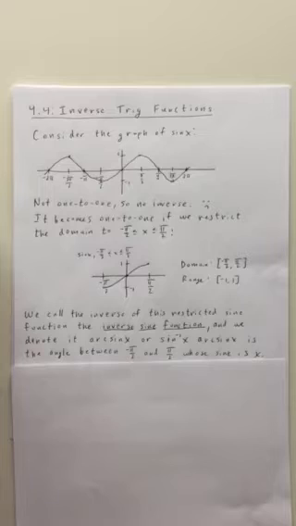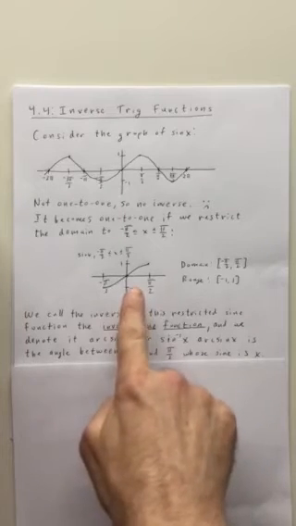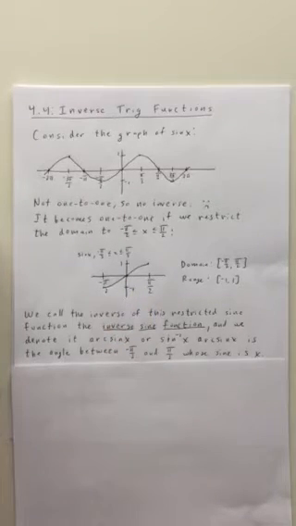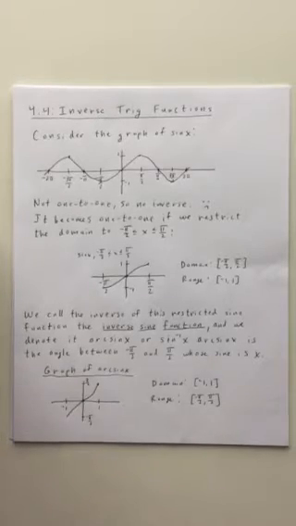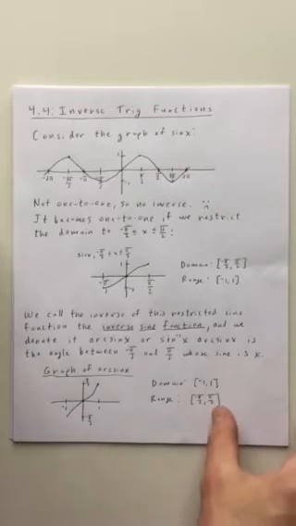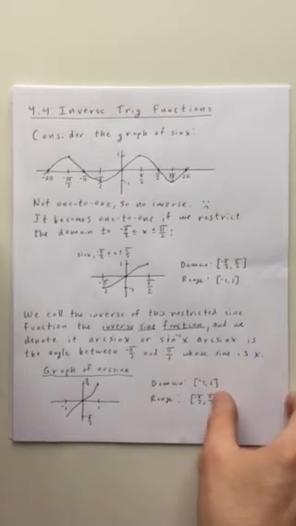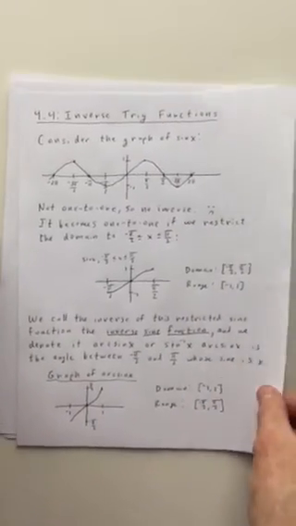Remember, we can take the graph of the restricted sine function and reflect it about the line y equals x, and that will give us the graph of the arc sine function. It has a similar shape and look, except the concavity has switched in the two quadrants. The domain of the arc sine function is from minus 1 to 1, and the range is from minus pi over 2 to pi over 2.